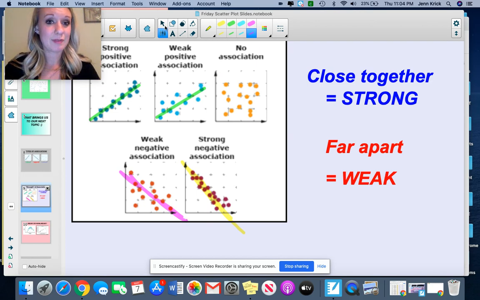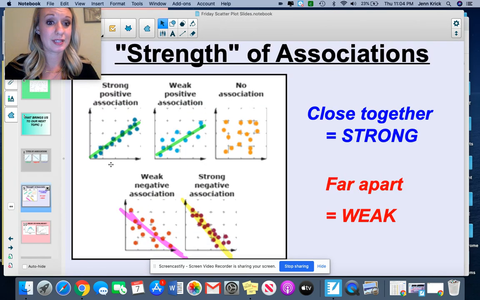This might be something you want to take a picture of or write down in your notes. Not only can we tell that we've got positive, negative, and no association, but you can also tell me the strength of it, if it's strong or weak. Strong, close together; weak, far apart.